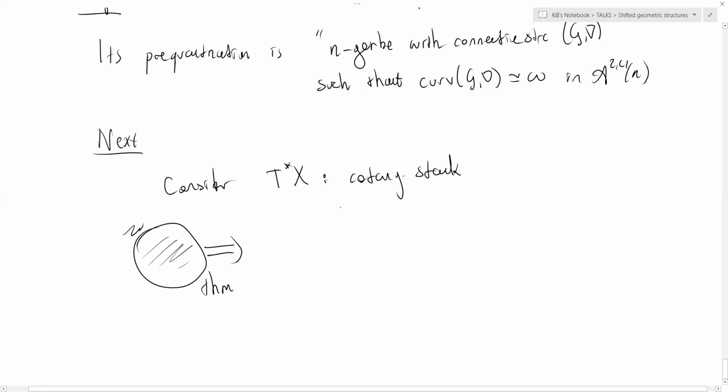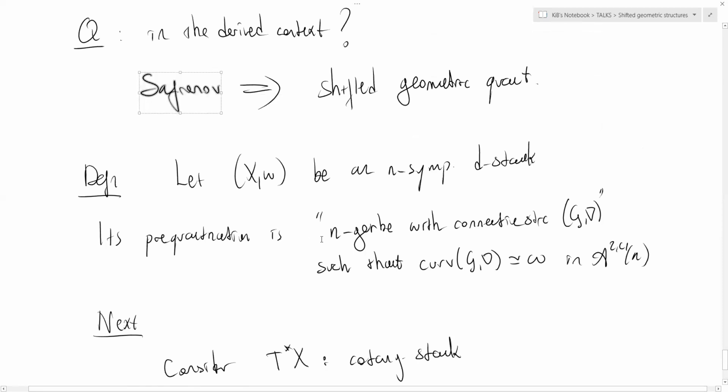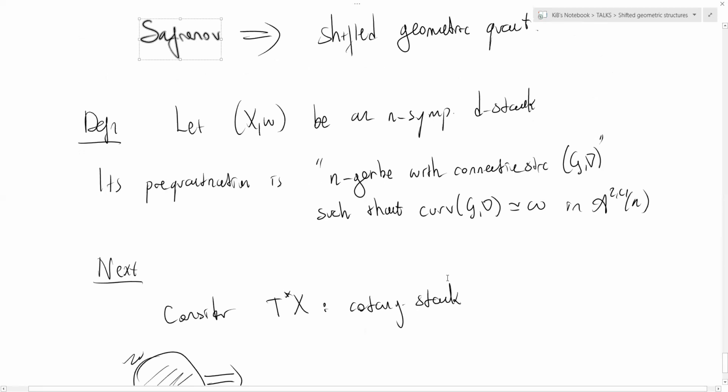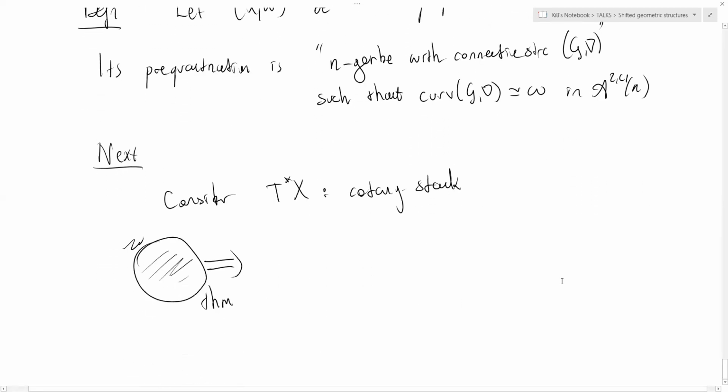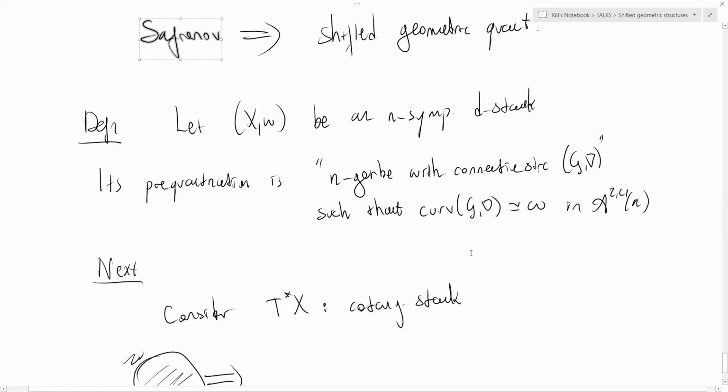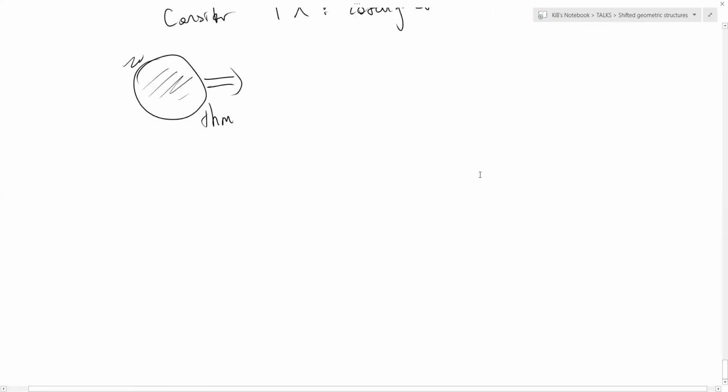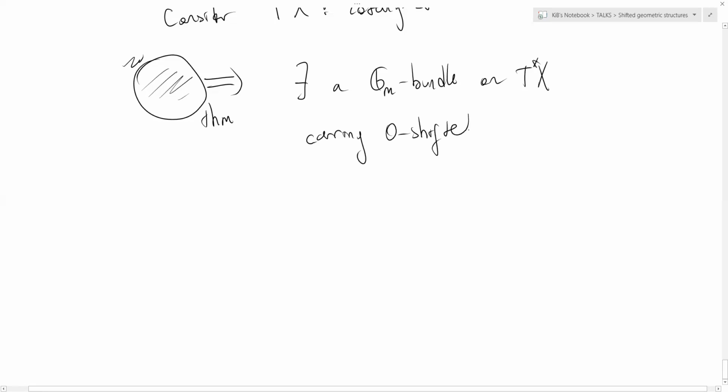Somehow, by using certain results from Safronov's paper, you can construct a particular Gm bundle. Sorry, I have some issues with the screen. At least let me just tell you there exists a Gm bundle on this cotangent stack, which carries zero-shifted contact structure. So at least let me just state this kind of result.